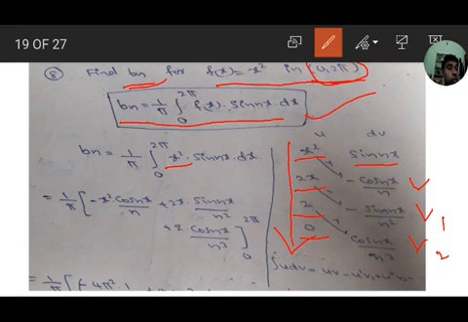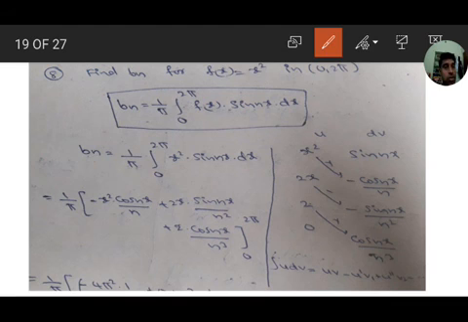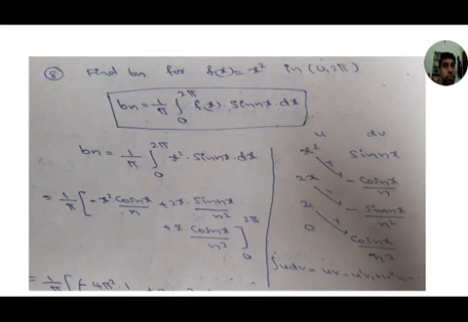So the formula: integral of u dv equal to uv minus u dash v1 plus u double dash v2 minus and so on. So uv is x square into minus cos nx by n, minus x square cos nx by n. Minus u dash v1, already minus there, so plus 2x into sin nx by n square, plus u double dash v2, 2 into cos nx by n cube, from 0 to 2 pi. So we have to substitute limits.